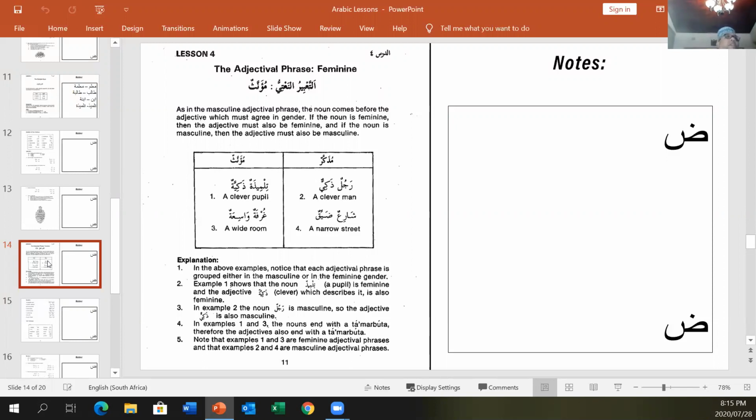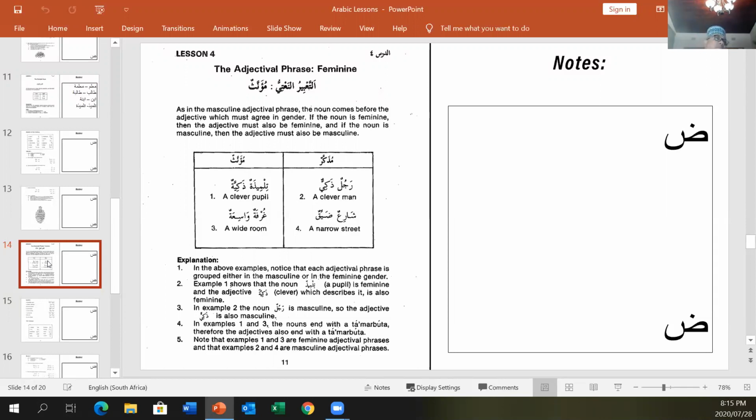Anyway, if we go through it again, then we say there that as the masculine adjectival phrase, the noun comes before the adjective, and it must agree in gender. Importantly, if the noun is masculine, then automatically the adjective must also be masculine. And when the noun is feminine, exactly the same. So if the noun is feminine, then the adjective must also be feminine, right? And if the noun is masculine, then the adjective must also be masculine. And there we have 2 sets of examples.